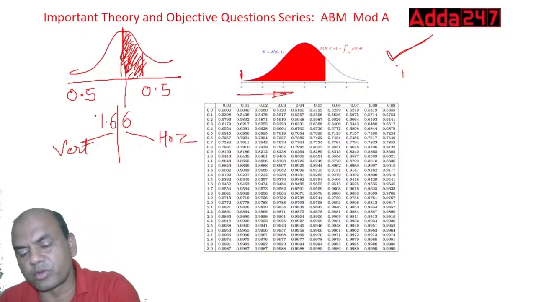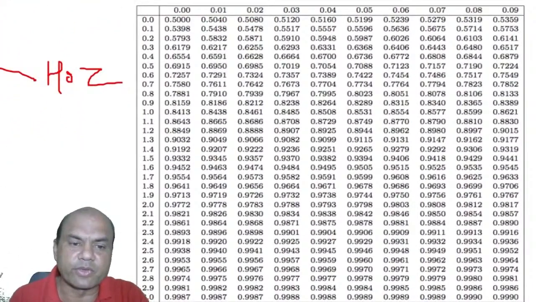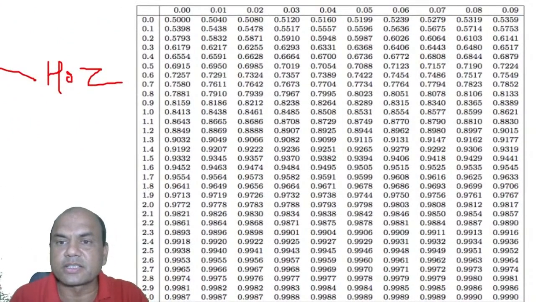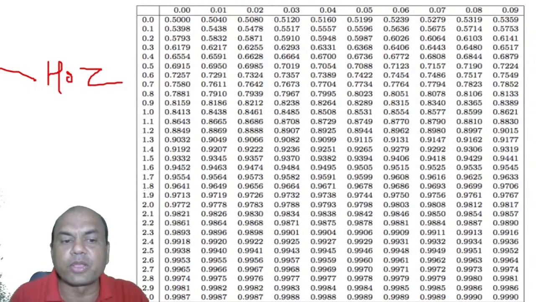Now go forward. Vertical, 1.6 first, 1.6 over here, and then the other 6 is over here. Match this 0.06 and 1.6. It is coming to 0.9515. Look at this, everyone is getting 0.9515. Let me see how many of you are getting these answers here.